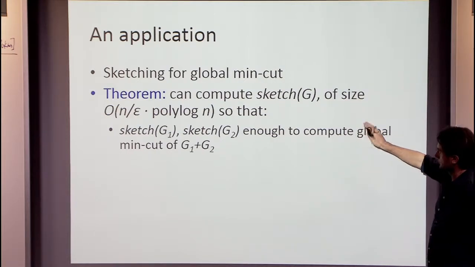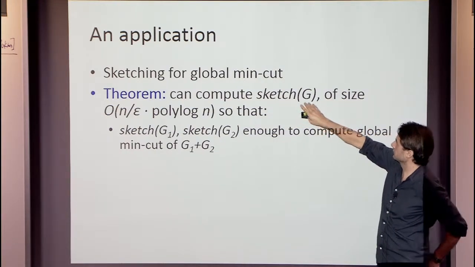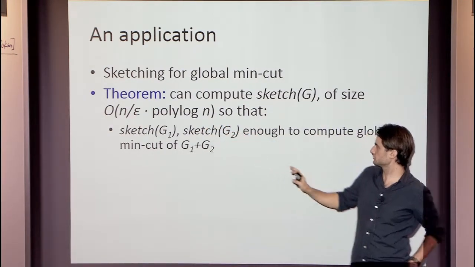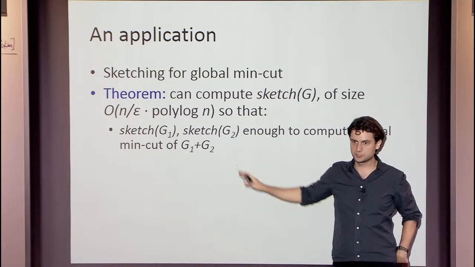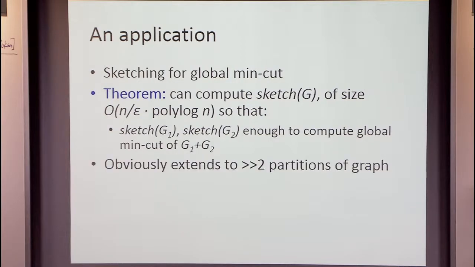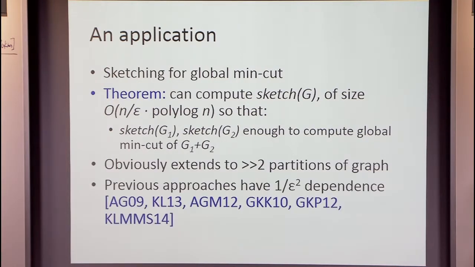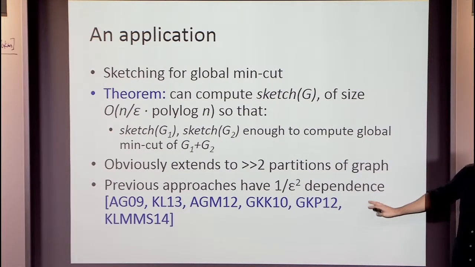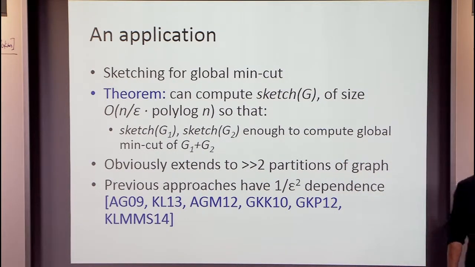But in general, it says that we can compute a sketch of a graph G of size n by epsilon times polylog, so that given sketches of 2 graphs G1 and G2, this is enough to compute the min cut of the union of G1 and G2. Obviously it extends to more than 2 partitions. And just to mention that a lot of very nice work on streaming algorithms for computing cut sparsifiers and spectral sparsifiers will get a 1 over epsilon squared dependence on epsilon as opposed to n by epsilon. Okay, so previous approaches to computing the global min cut, just to make sure.